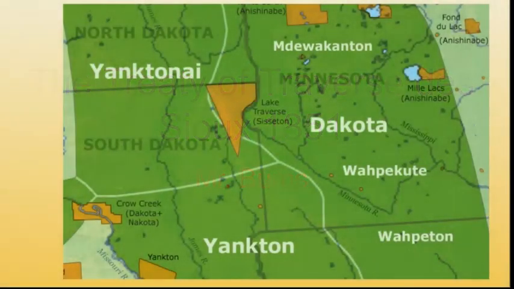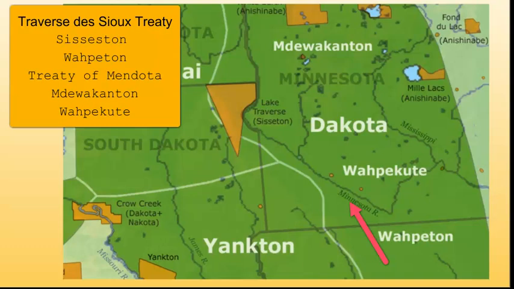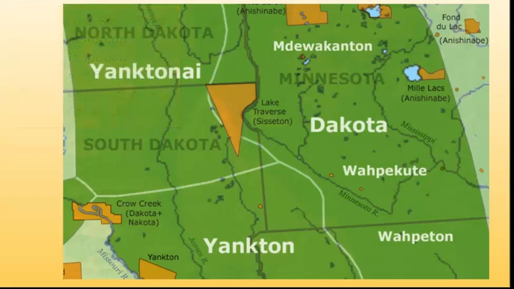Here on this screen we see a map of Minnesota, and we see the western bands of the Dakota and their lands. Now note the Minnesota River is in the middle of this map. So we see the Wahpeton, the Wahpekute, and the Mdewakanton. And then next to the yellow triangle you see the word Sisseton. So that's kind of the general location of the Sisseton band.